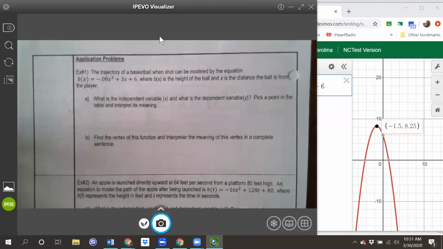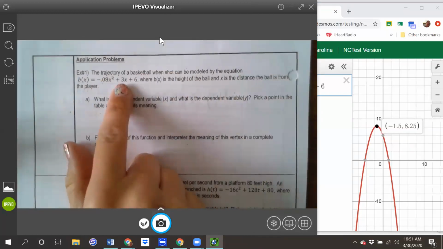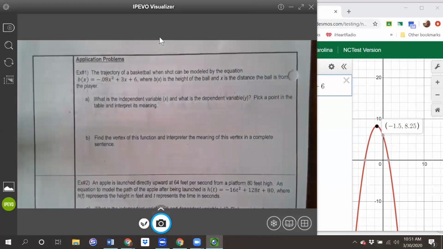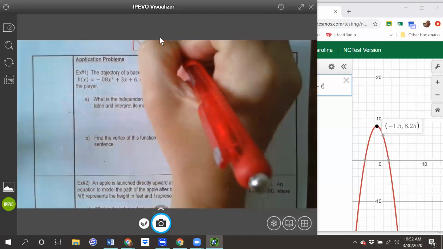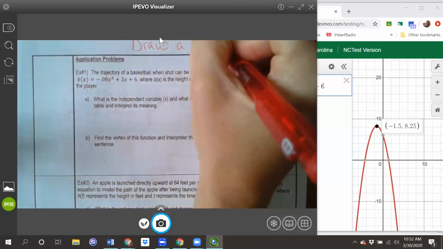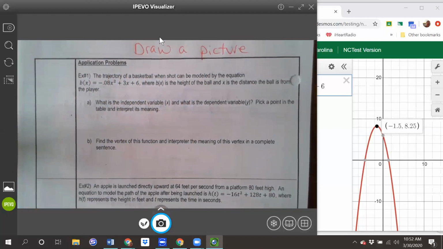Okay, so now we are into application problems. So application problems are just word problems. You need to read the scenario and figure out what is happening. And what we're going to want to do is draw a picture of what is happening. Drawing a picture allows us to get our X values and our Y values labeled correctly.